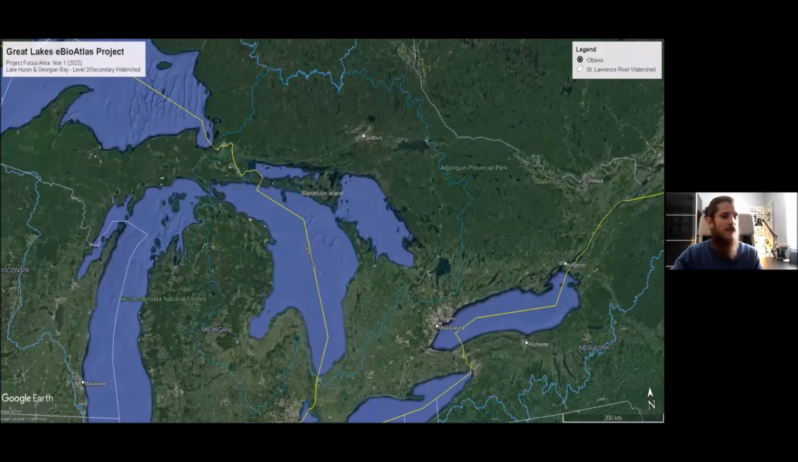Focusing in on year one, we're going to focus on the Lake Huron watershed. It includes Georgian Bay as well. The reason for this is it's the cross-boundary sector to be able to introduce this project to implementation partners on both sides of the border, and really identify key biodiverse areas at a watershed level that we can strategically target.